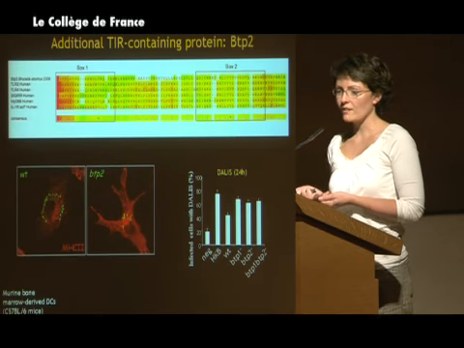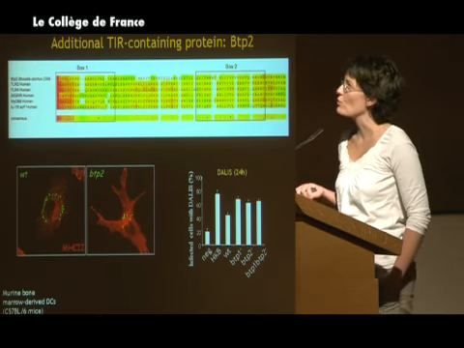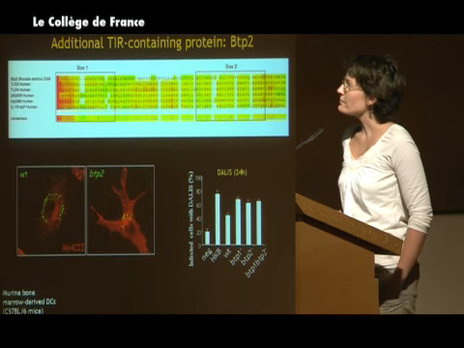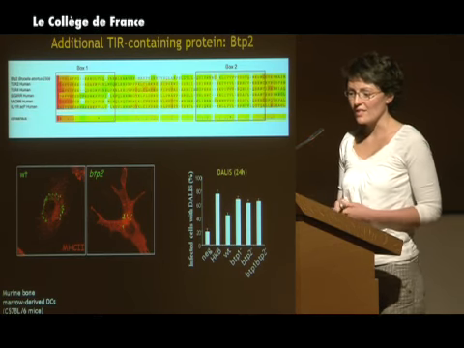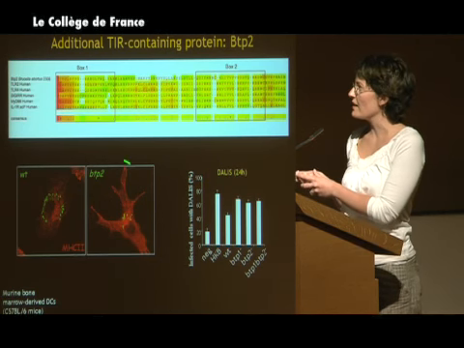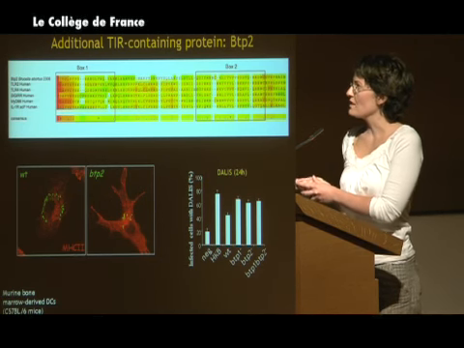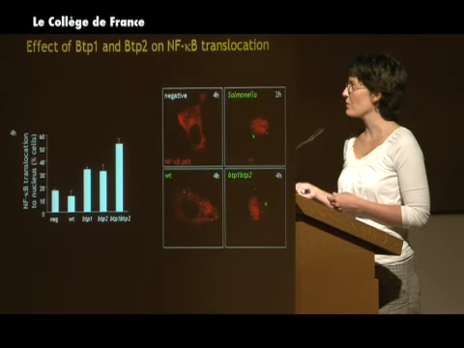We have recently identified, in looking at the genome sequence of Brucella, a second TIR-containing protein that we call BTP2, that is also contributing to the control of dendritic cell maturation. So a BTP2 mutant, just like a BTP1 mutant, has higher levels of MHC class II distribution. It also has higher levels of cytokine secretion and DALIS formation.